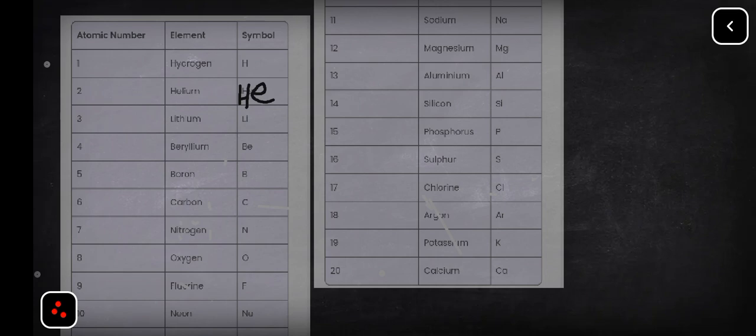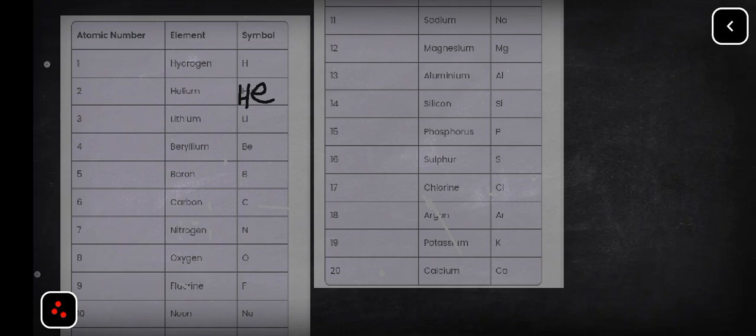So hydrogen has an atomic number of 1, helium has an atomic number of 2, lithium has an atomic number of 3, beryllium has an atomic number of 4, boron has an atomic number of 5, carbon has an atomic number of 6, nitrogen has an atomic number of 7, oxygen has an atomic number of 8, fluorine has an atomic number of 9, neon has an atomic number of 10, the atomic number of sodium is 11, the atomic number of magnesium is 12, that of aluminium is 13, the atomic number of silicon is 14.